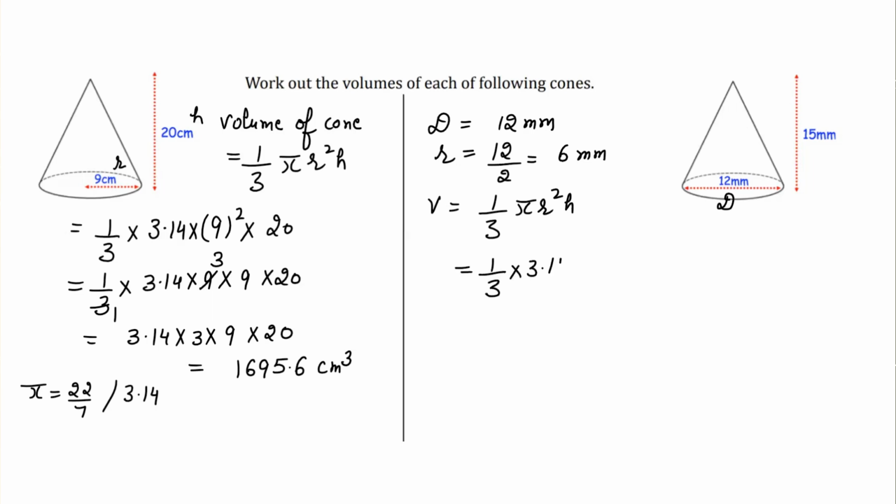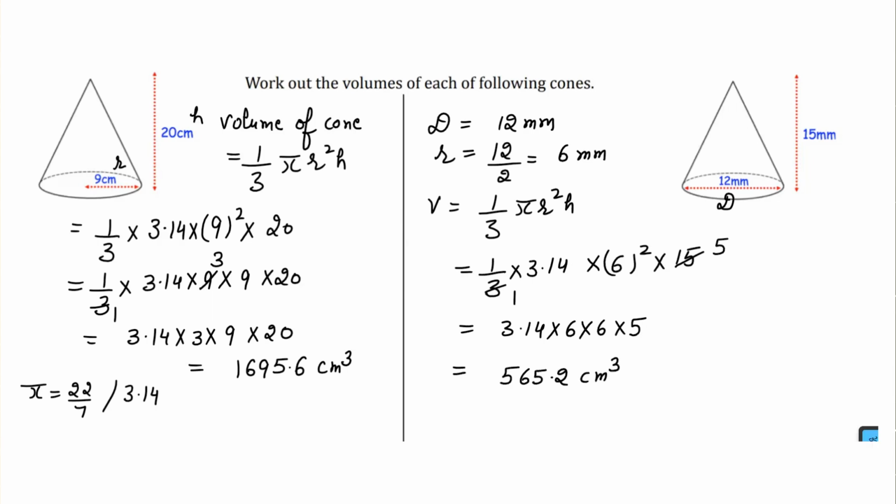3.14 into r, which is 6, square, into h, which is 15. If I simplify, 3 ones are 3, 3 fives are 15. So I'll get 3.14 into 6 into 6 into 5. If you multiply all these numbers together, you will get 565.2 centimeter cube. So this is how we can calculate the volume of the cone if the height and radius are given.